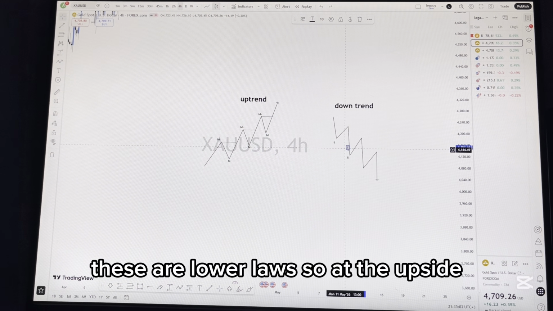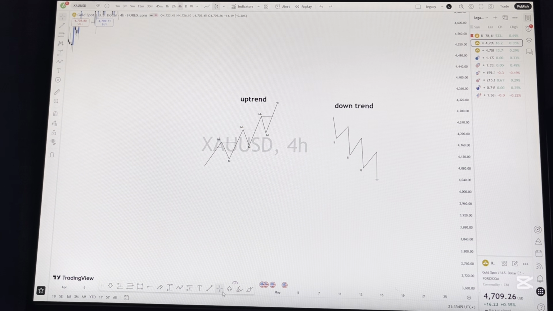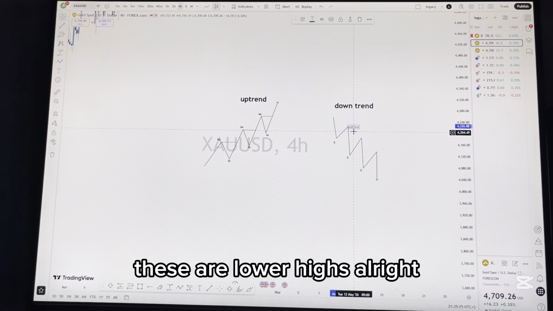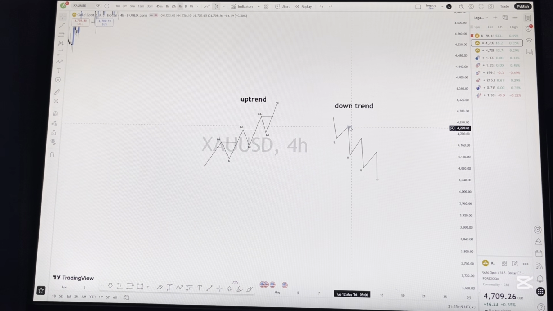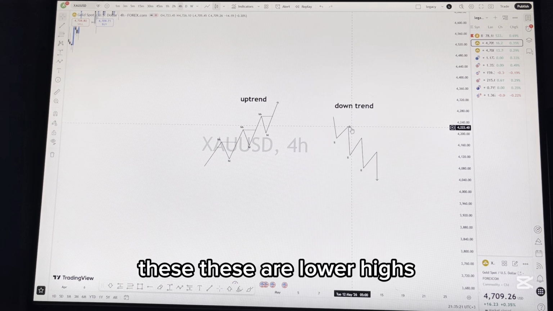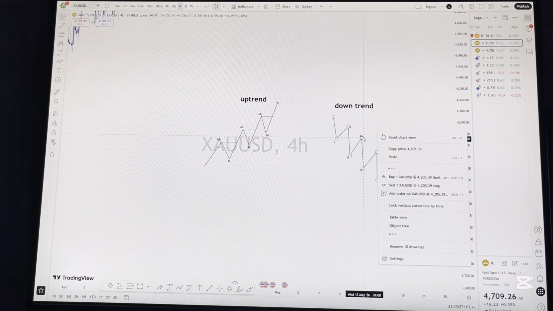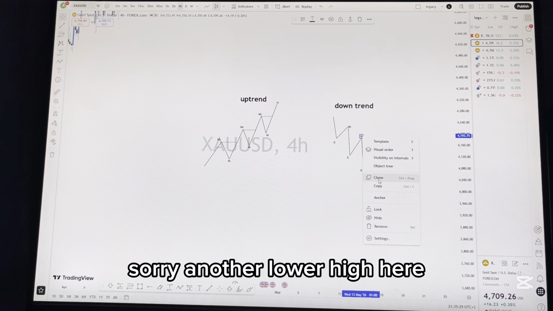At the upside, it creates lower highs. So looking at this, these are lower highs. We have a lower high there, another lower high here, another lower high here.